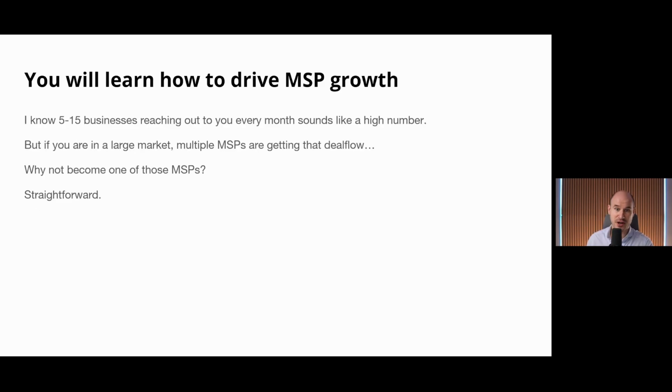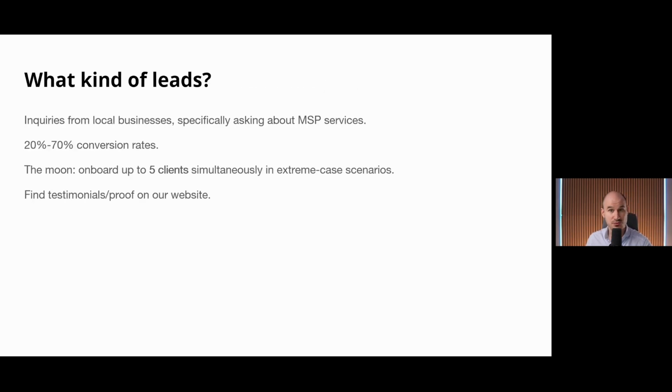So you will learn how to drive MSP growth. And 5 to 15 may sound like a large number because we're talking about inbound leads coming to you. So conversion rates are high, but it's really not. If you're in a large enough market, there are plenty of businesses switching MSPs each month. And you just need to make sure that they come to you.